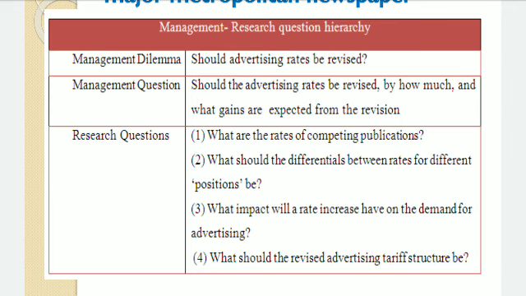So what are my research questions? What are the rates of competing publishers or publications? Then what should differentiate the rates for different positions? Then what impact will a rate increase have on the demand for advertisements? Suppose we are getting 100 demands, and after the rates are increased, the demand will be 70 or 80. So what are our expectations? And what will be the losses or gains from that? What should the revised advertisement tariff structure be? Such research questions are prepared.